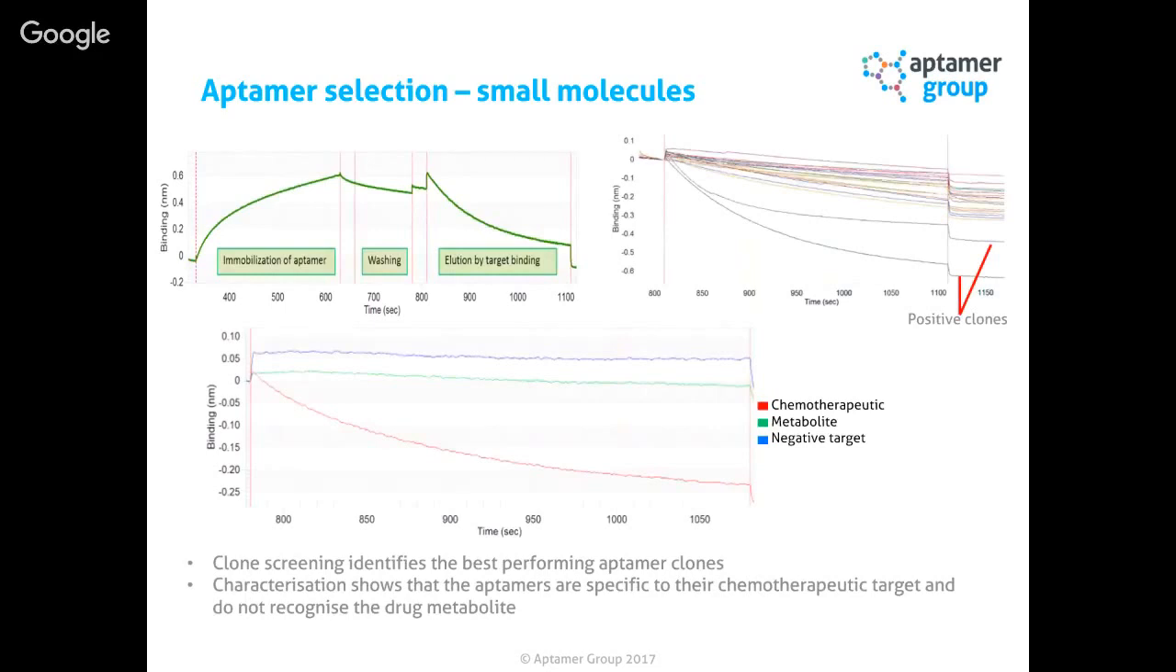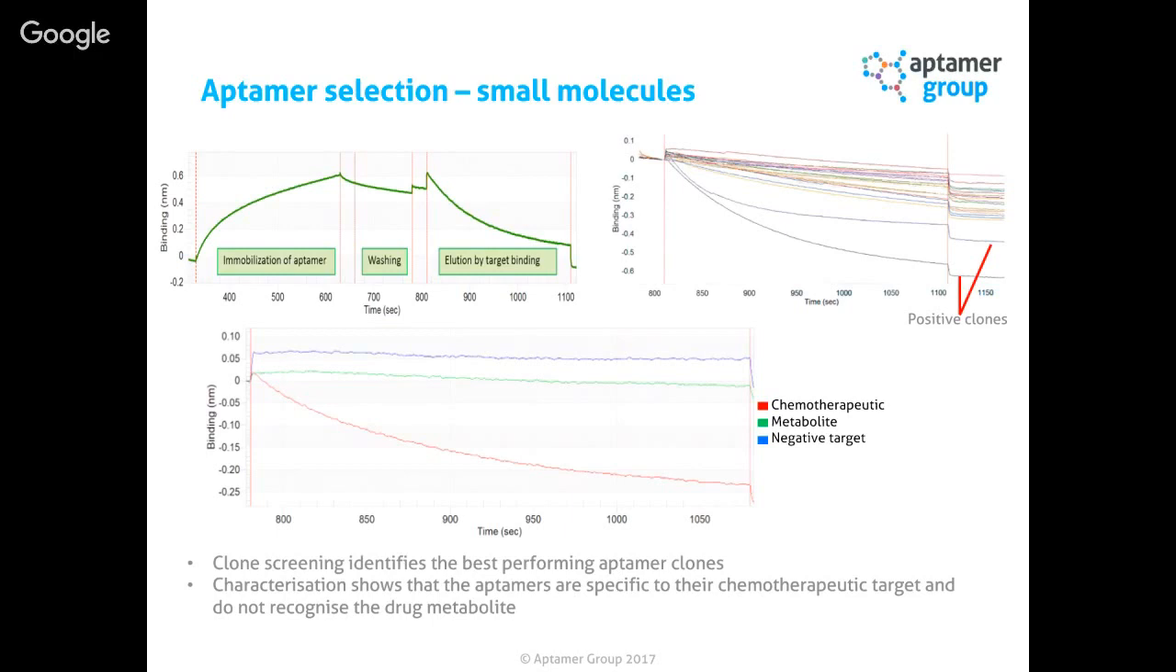For the assays for small molecules, we carry out the assay in the same sort of situation on a sensor surface. So we immobilize the aptamer, wash it, and then elute it with the target. An idealized data set is shown at the top left there, just for representation purposes.